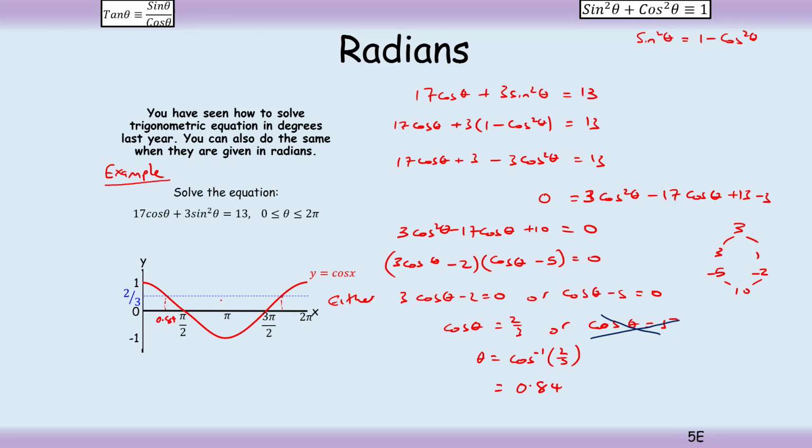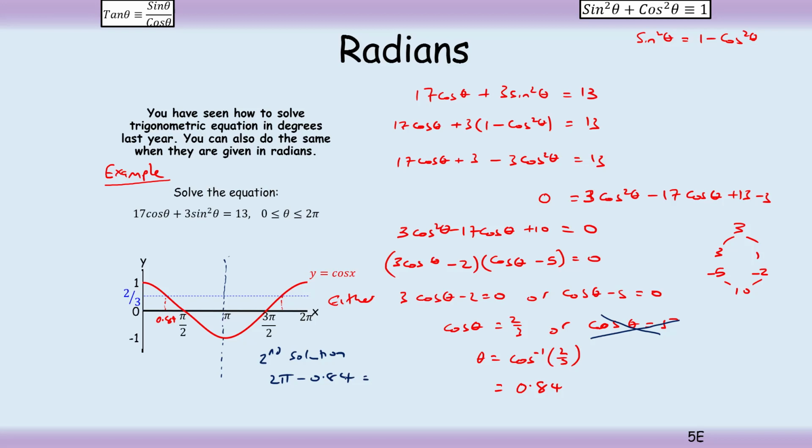Now from before, we saw by symmetry, let's go back to blue, we saw by symmetry that if from here to here is 0.84, then the same distance is going to be from 2 pi to 0.84. So the other solution, we say second solution, is going to be 2 pi minus 0.84, which you can work out on your calculator.